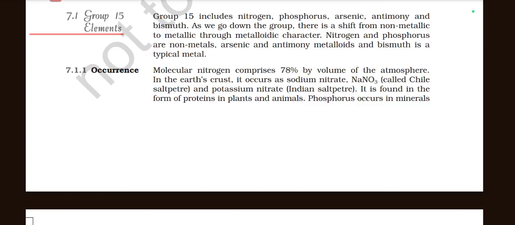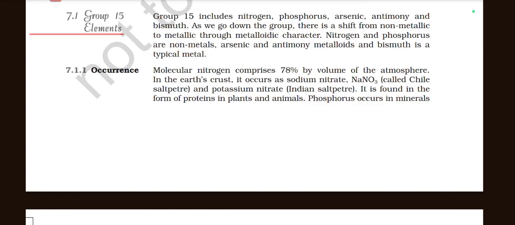Occurrence. Molecular nitrogen comprises 78% by volume of the atmosphere. In the Earth crust, it occurs as sodium nitrate, NaNO3, called Chile saltpetre, and potassium nitrate. It is found in the form of proteins in plants and animals.